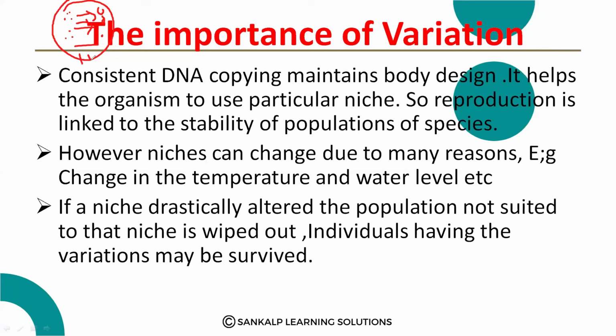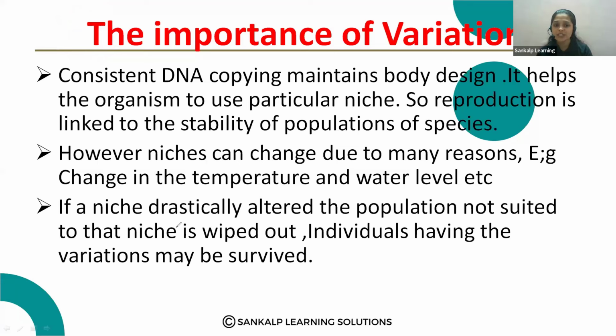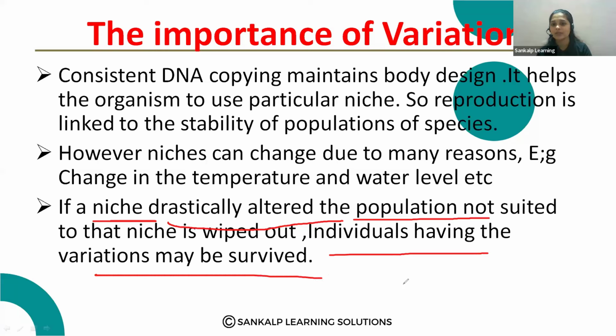No, ma'am. So for that reason, the variation is important. Okay. So if a niche, meaning the particular environment, is drastically altered, the population that is not able to survive in that niche will be wiped out. Individuals having the variations may survive. So this sentence I explained through an example. Do you have any doubt? Should I repeat it once again?